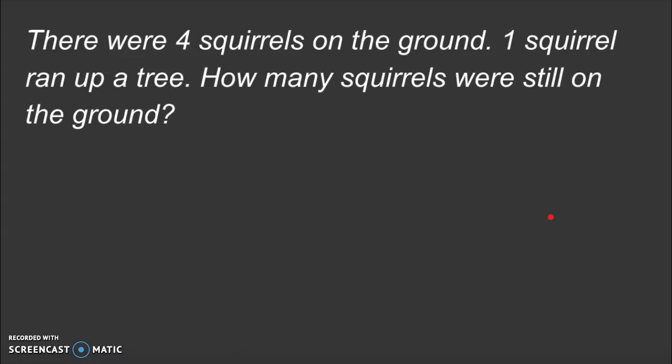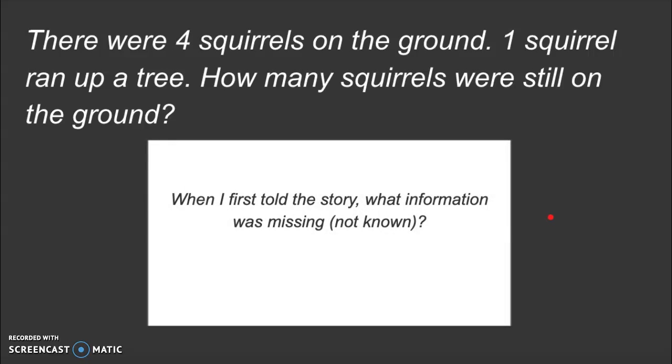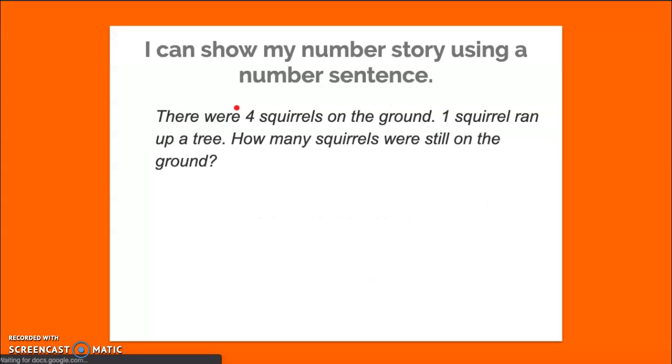In order to write a number sentence, we need to figure out what is missing. What information do we need? When I first told the story, what information was missing or not known? That's right, the number of squirrels still on the ground. We knew how many were on the ground. We knew how many ran up a tree. Now, what we didn't know, what was missing, was how many squirrels were still on the ground.